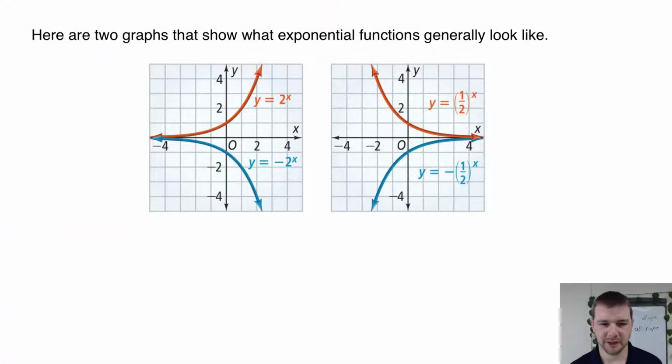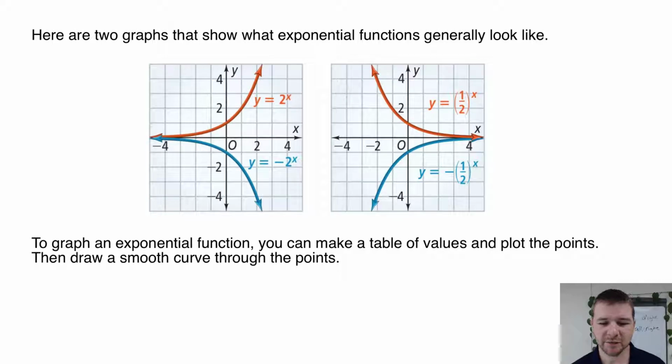Here are two graphs that show what exponential functions generally look like. Note that each of these graphs on one end will draw nearer and nearer to a horizontal line, and on the other end will begin increasing more and more rapidly or decreasing more and more rapidly.